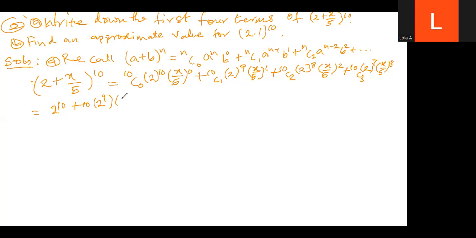Then s over 5 raised to the power 1 will be s over 5, plus 10 combination 2 is 45. So we have 45 into 2 raised to the power of 8. Then s over 5 raised to the power 2 will give us s squared over 25, plus 10 combination 3 will give us 120.